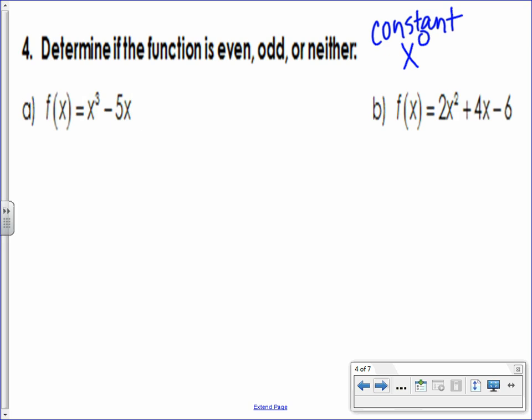So looking at letter A, f of x equals x to the third, that's odd. Okay, looking at this one, negative 5x. What's my power that goes on that x? Well, that is an understood 1, so that's also odd. So if they're both odd, then that function is odd.